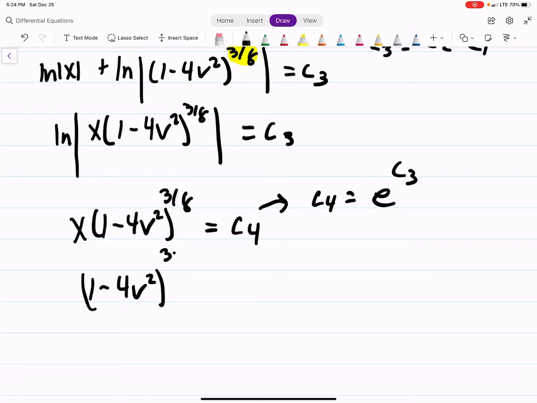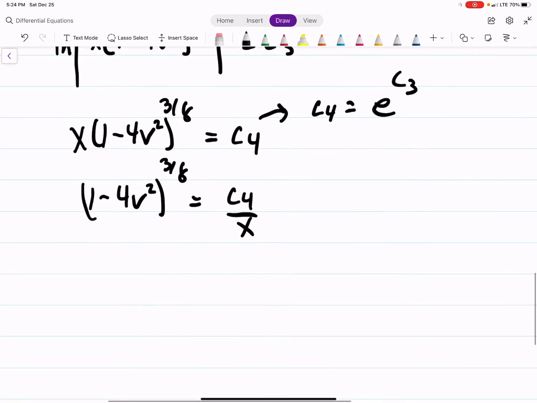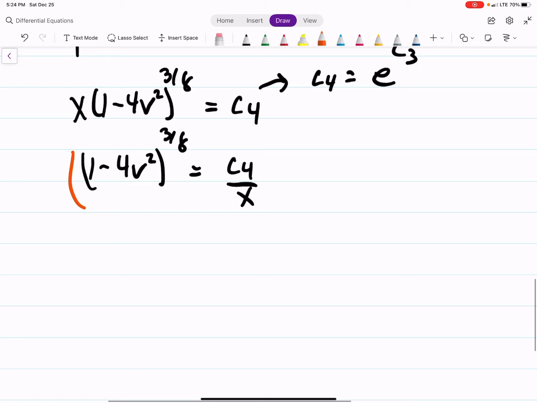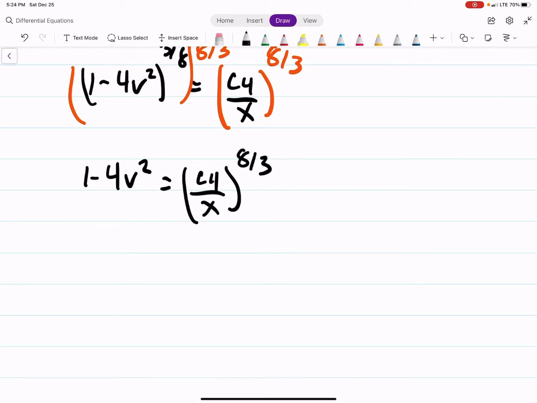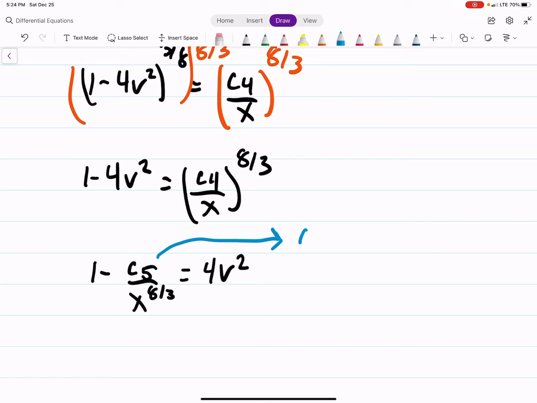So let's divide over by x. So you have C4 divided by x. If you raise everything to the 8/3 power, it's supposed to be a 3. Then we can get 1 minus 4v squared equals C4 over x to the 8/3. Okay. Or 1 minus C5 over x to the 8/3 equals 4v squared. And C5 in this case is just C4 raised to the 8/3.